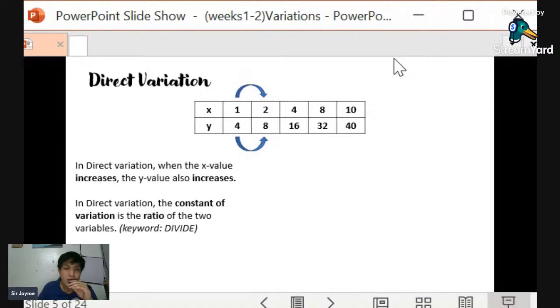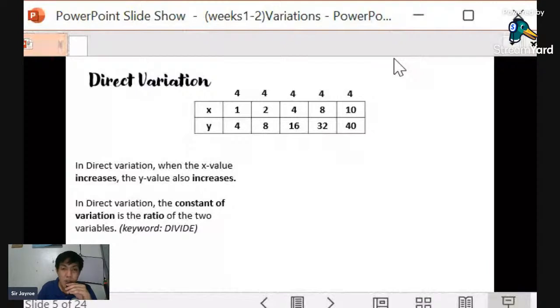Okay? So next, so okay na ba? I think I can continue, no? So let's divide first. Okay. Unahin natin yung 4 at saka 1. So 4 divided by 1 is 4. Okay? Ganyan po yung procedure ng pagkuha ng constant, ha? And then 8 divided by 2, still 4 pa rin. 16 divided by 4, focus lang po sa table, ha? Still 4. Then 32 divided by 8, that is still 4. And 40 divided by 10, that is still 4.